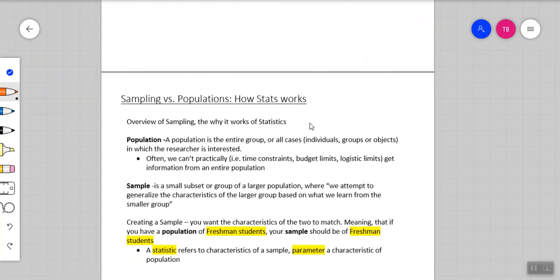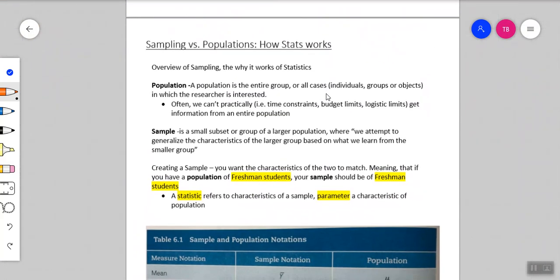So this is the idea of how stats works, how you make a sample. Again, two basic definitions here we've talked about before: population and sample. A population is the entire group, or all cases. So in our above example, that'd be all Americans. And the next one is sample. It's a small subset of that group, where we want to use the characteristics of the small group to say something about the larger group.